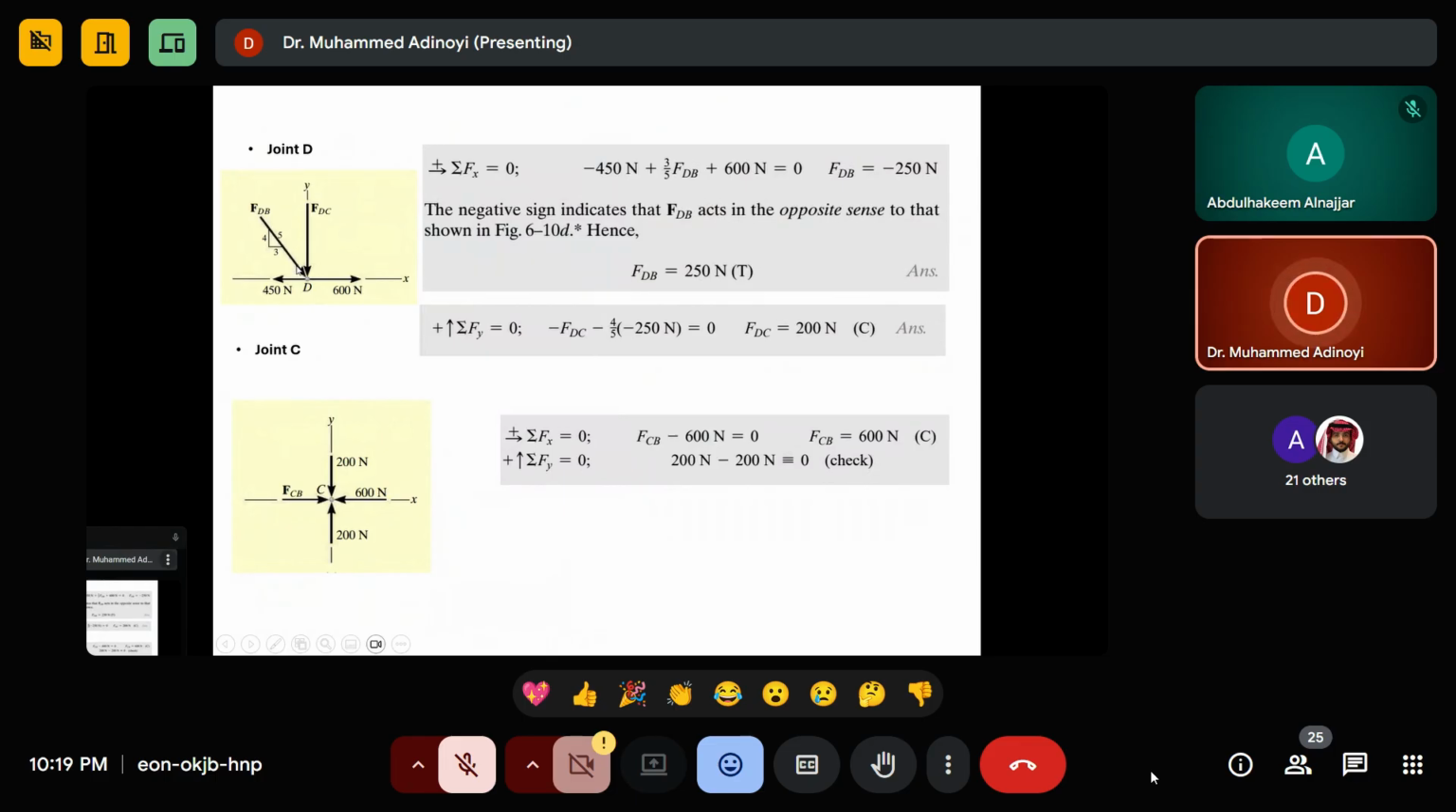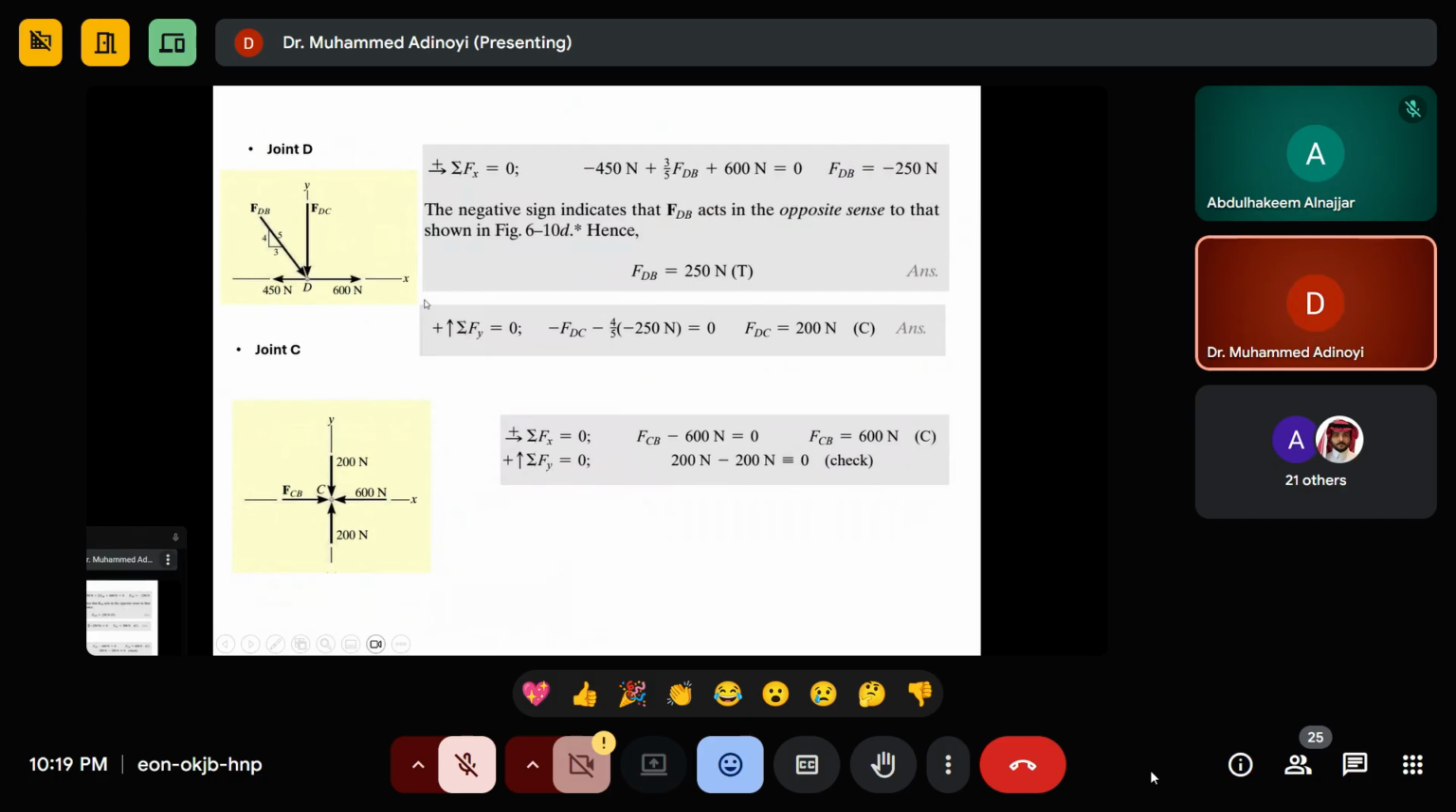So look at this one. We're assuming it to be compression because the common sense is that for a force that will make this one to be in equilibrium, it should be in this direction. So we already have 600 Newton here. We have F of DC here. So we can apply our summation of F of X, which is going to be 600 Newton, FDB multiplied by 3/5, and then 600 Newton and then minus 450, because 450 is going in this direction. Then from here we can get FDB to be what?